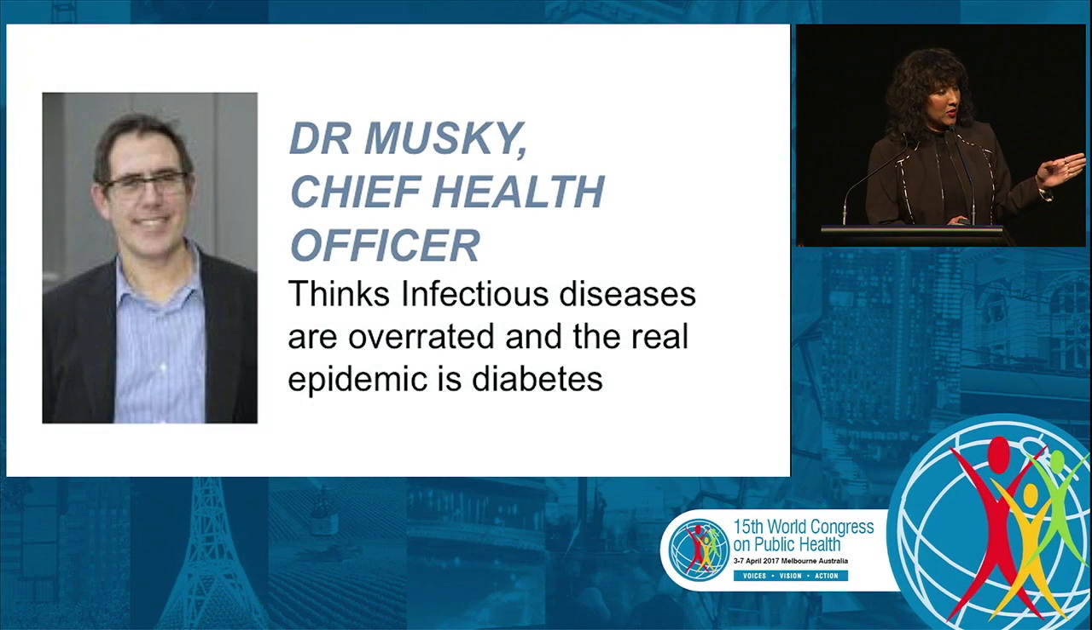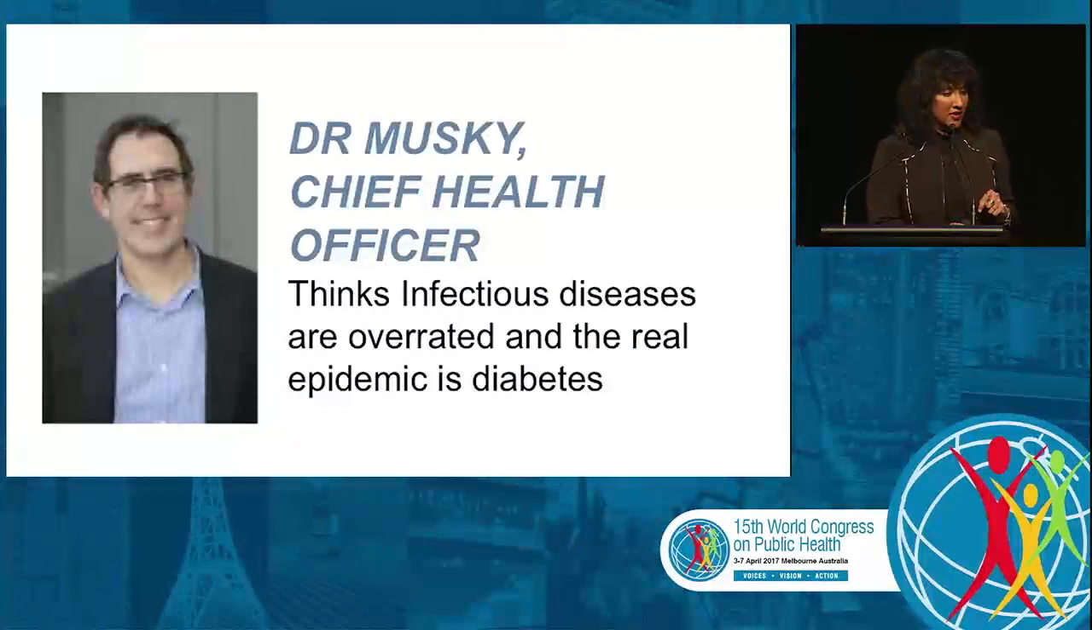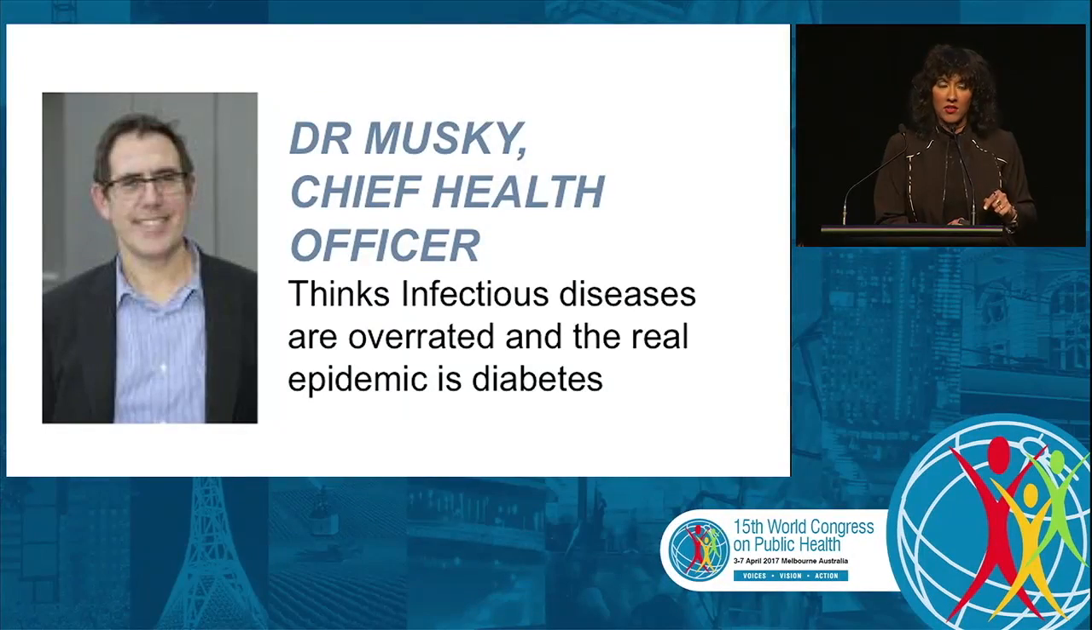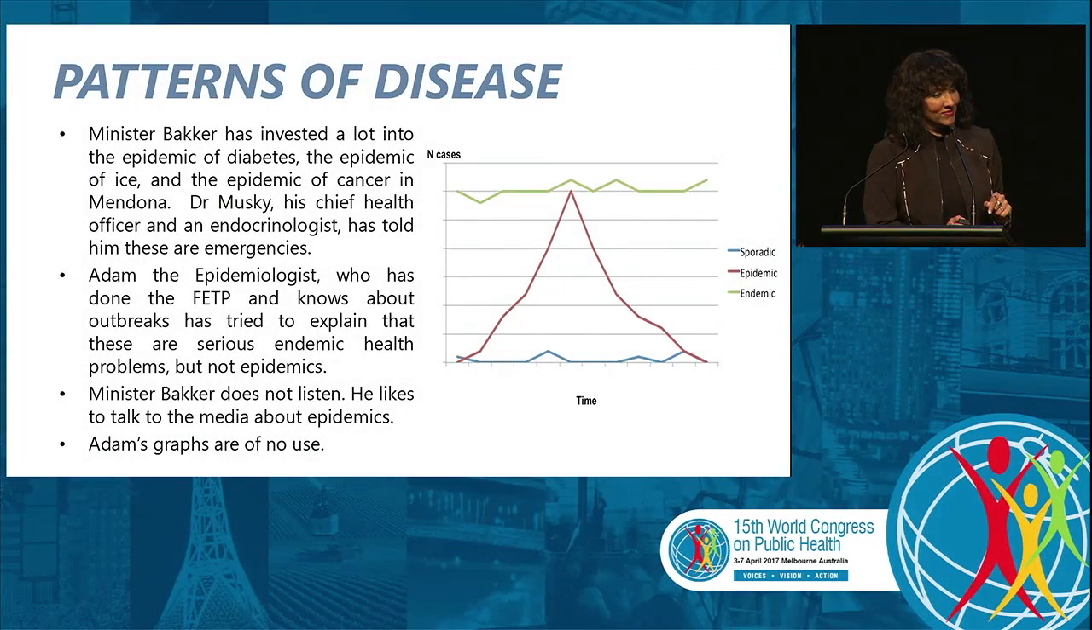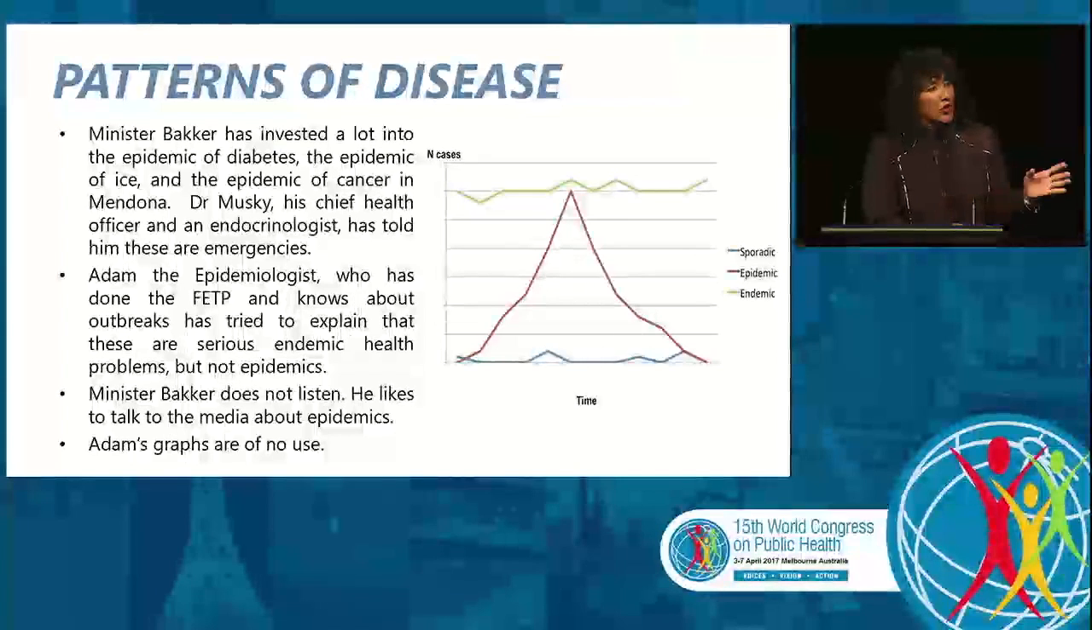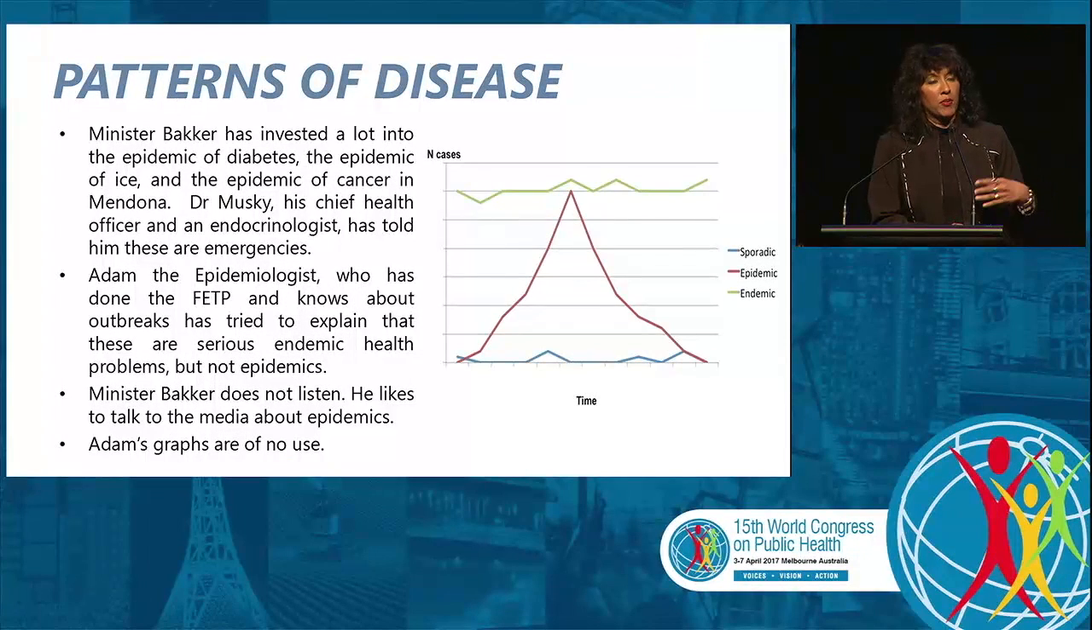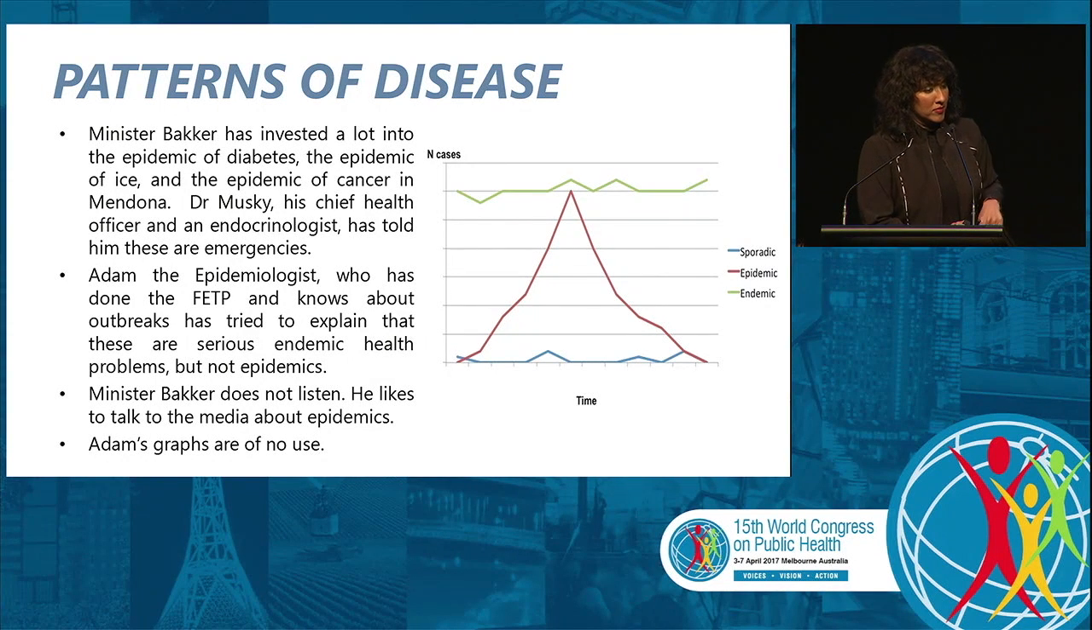Then we have Dr. Muskie, who's the Chief Health Officer. He thinks infectious diseases are highly overrated and that the real epidemic is diabetes. Now, Minister Backer has invested a lot into these epidemics of diabetes, of ice, of cancer, and various other things. And, you know, Dr. Adam tries to explain to him that these are actually not epidemics, they're endemic diseases, but he loves talking to the media about epidemics. So Adam's graphs make no difference to him.